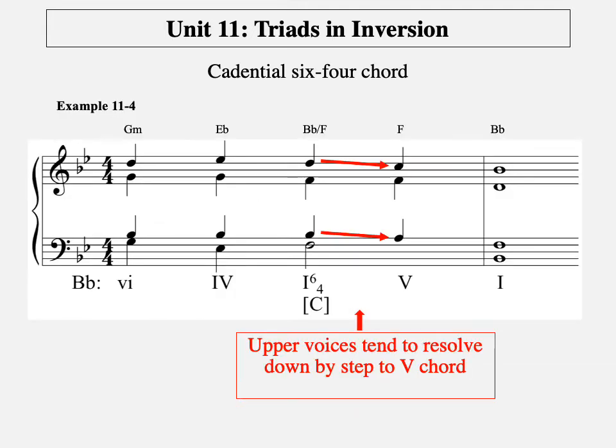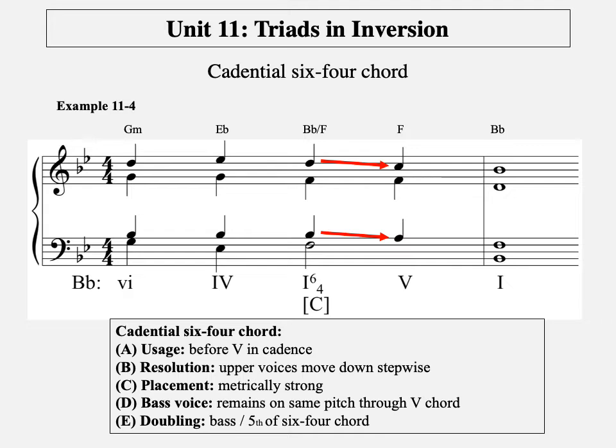Finally, the tendency of voices above the bass note is to resolve down by step from the 1 6/4 chord to notes in the 5 chord. And you can see two of the voices that are marked with arrows doing that in example 11-4. Notice also that when we analyze cadential 6/4 chords, we place a letter C in a bracket underneath to show us that it's functioning as a cadential 6/4 chord.